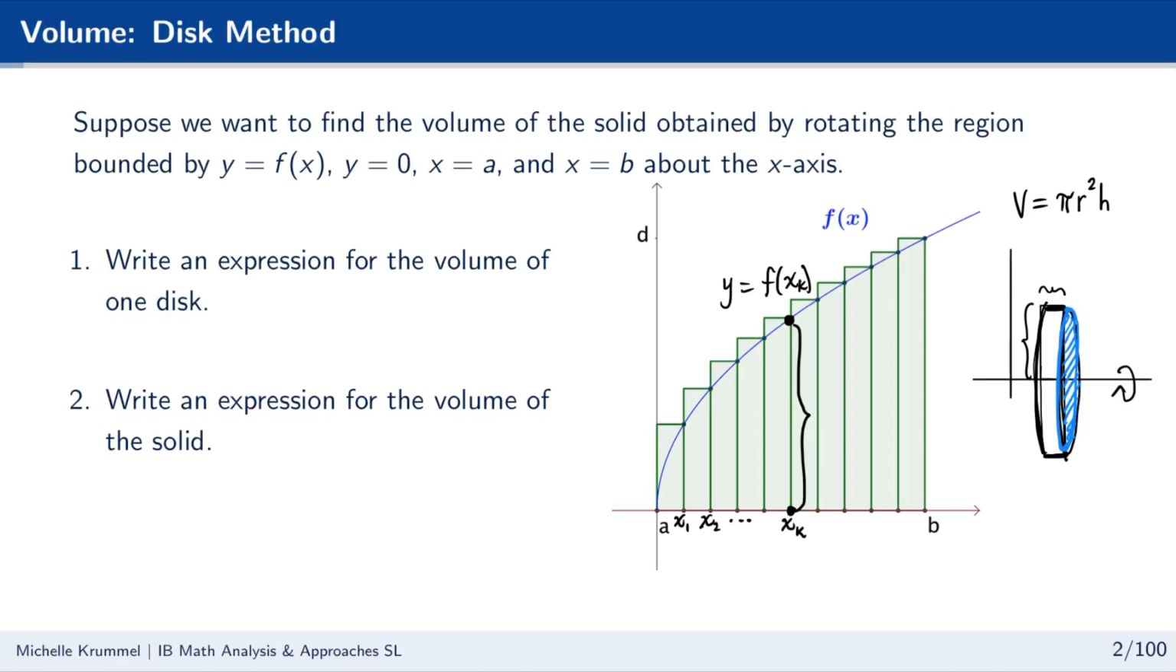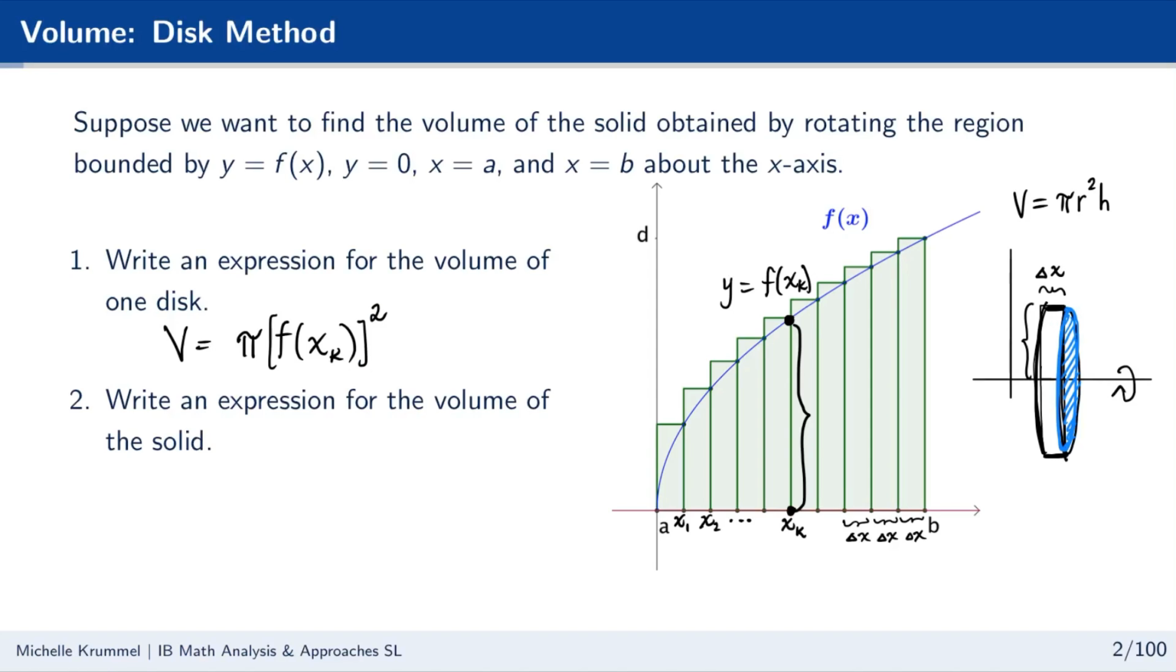And the height of this cylinder, where it's oriented sideways, but the height of the cylinder is just delta x. The width of each one of these subintervals on my graph here is delta x. Each one has the same width. We're setting it up that way on purpose so that each rectangle has a width of delta x. So now we can rewrite our volume for our disk as pi. Radius squared becomes f of x sub k squared.